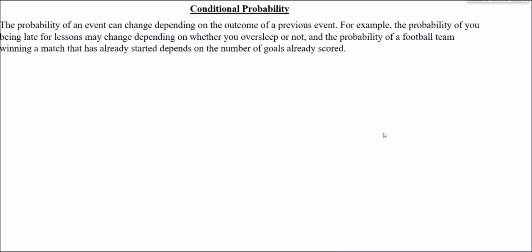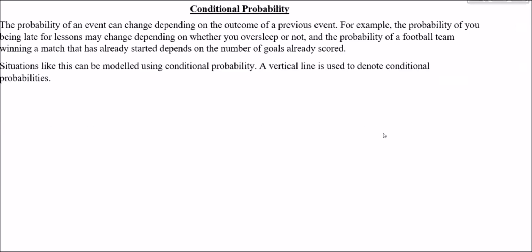An obvious example could be the probability of you being late for your lessons. That might change depending on whether you oversleep or not. If you overslept, chances are you might be late for registration or period 1. Similarly, if you follow sports, the probability of a football team winning a match that's already started depends on the number of goals already scored. If a team is 2-0 up 80 minutes into a game, they're much more likely to have won than if they were 0-0 80 minutes in, because it's conditional on those 2 goals they scored. It's obvious really when you think about it in that way.